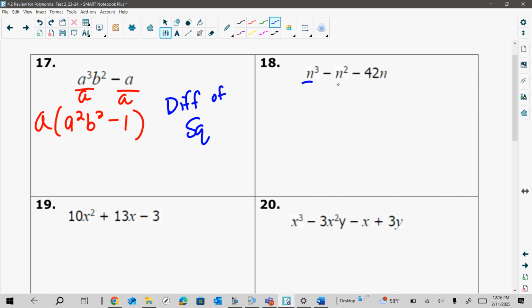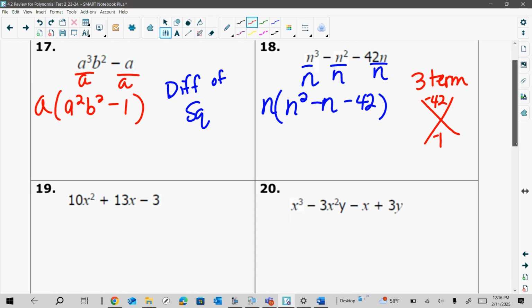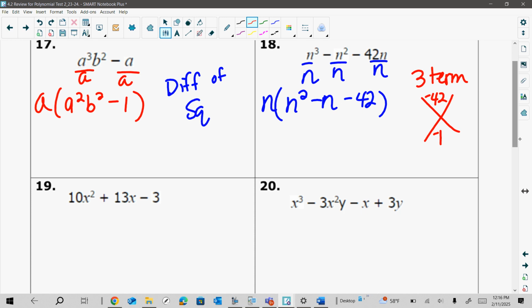There is a GCF of n. So you're left with, the n comes out, give you n squared minus n minus 42. And now you have 3 terms to factor using the X puzzle. Negative 42, negative 1. So 19, you have 3 terms again, but you're going to have to slide and multiply.